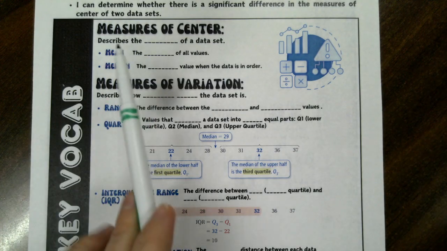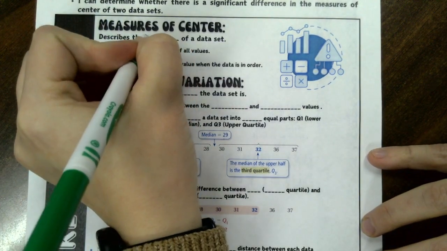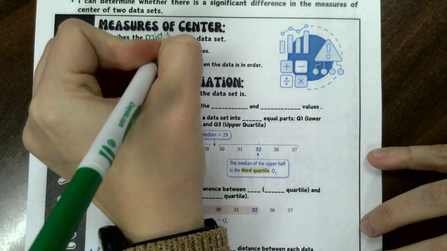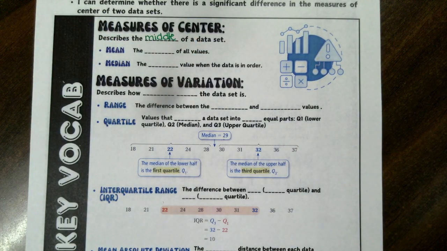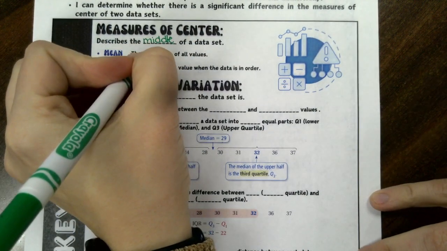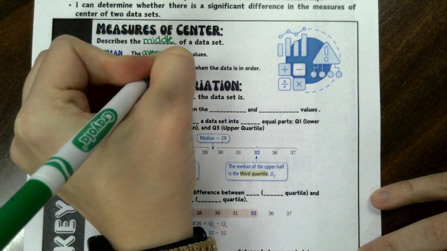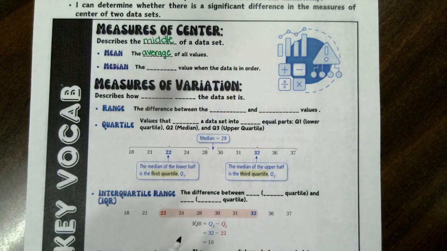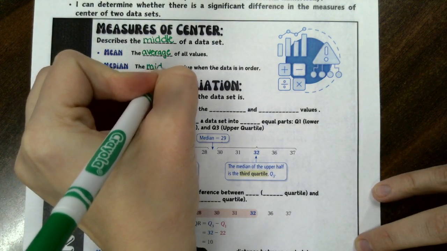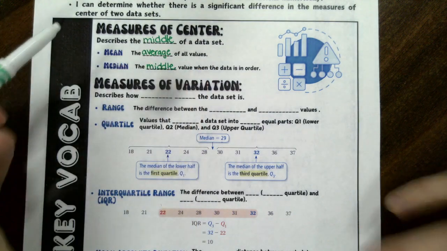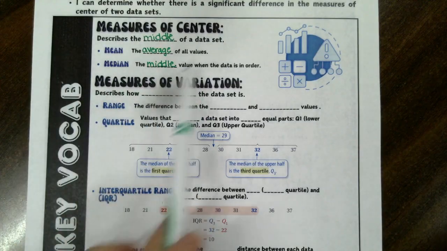So, measures of center. If you don't know what that is, that describes the middle of the data set. Mean is the average of all values. And then you have the median, which is the middle value when the data is in order. These are going to be important things for you in this lesson. So that's the measures of center.